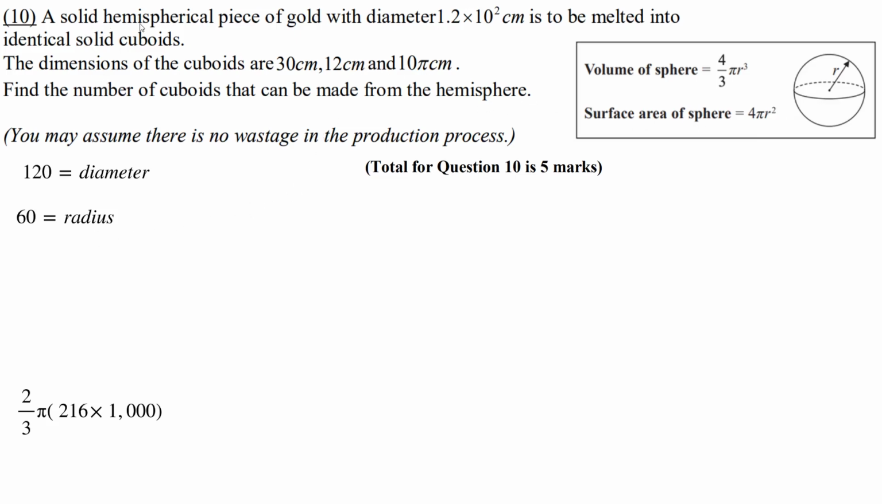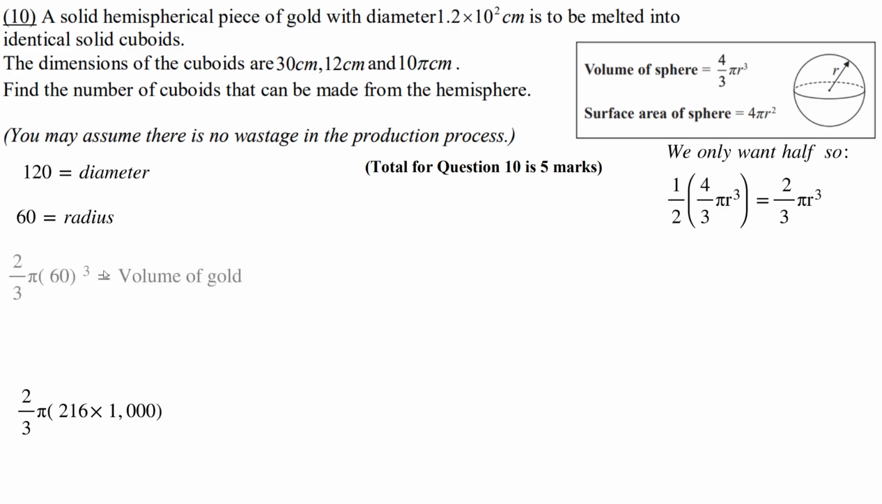so solid hemispherical. So it's hemispherical. That means it's half the volume of a sphere. So we'll just do a half of this, which gives us 4 over 6, which is 2 over 3 pi r cubed. So we're using 2 over 3 pi r cubed, and we've got the radius of 60. So just plug that in.